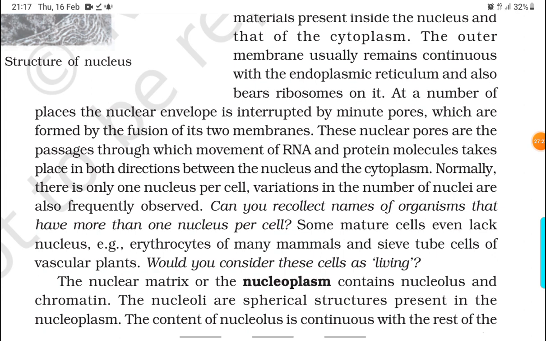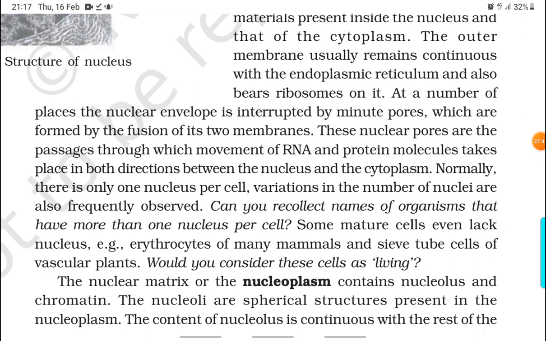At a number of places, the nuclear envelope is interrupted by minute pores, which are formed by the fusion of its two membranes. These nuclear pores are the passages through which movement of RNA and protein molecules takes place in both directions between the nucleus and the cytoplasm. Normally, there is only one nucleus per cell.